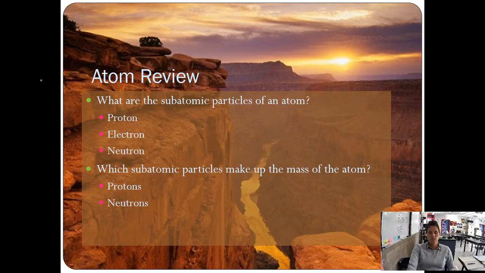We're going to review a little bit about atoms. This is some of the stuff we covered last year. Subatomic particles of an atom. Remember, atoms have protons, electrons, and neutrons. Which subatomic particles make up the mass of an atom? Well, remember that it was the protons and the neutrons.